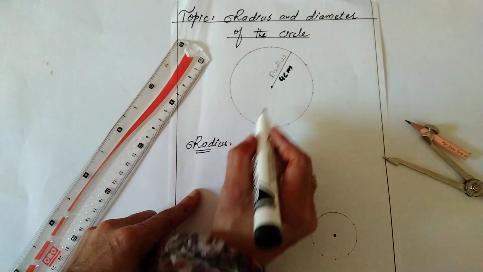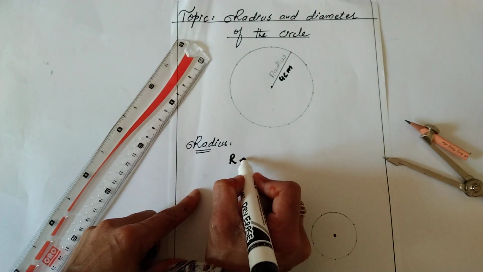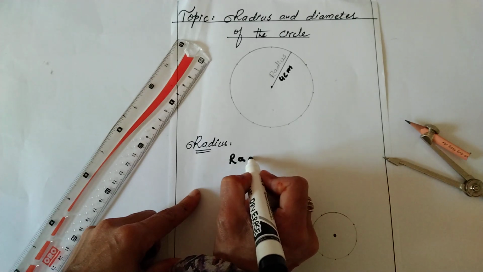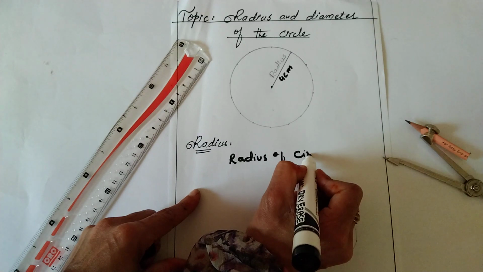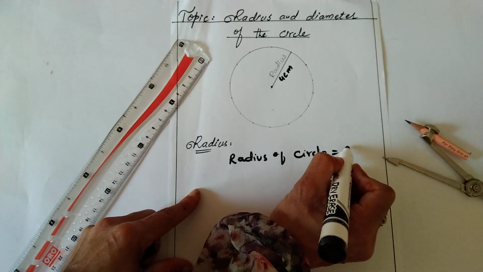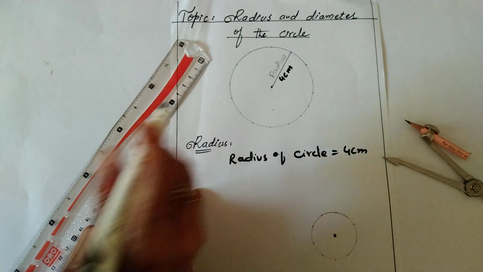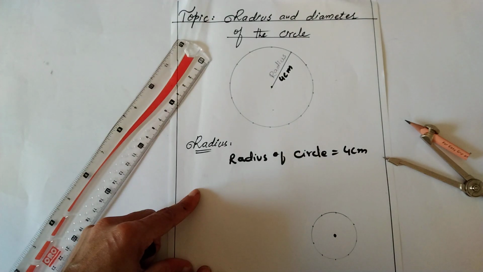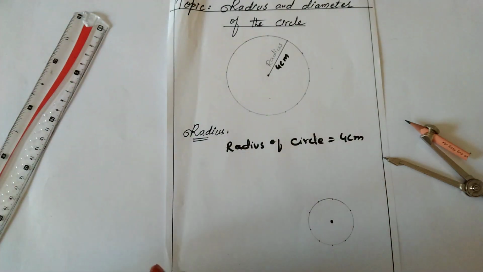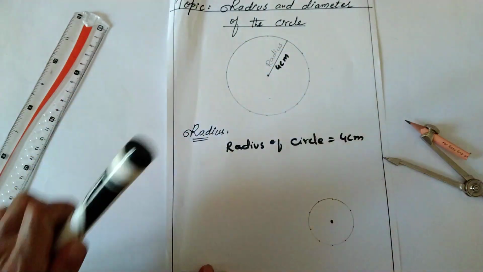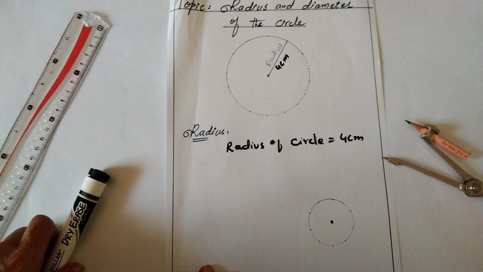It means the radius of the given circle is equal to 4 centimeters. Got it? So if you want to calculate the diameter of the same circle, what is the diameter?